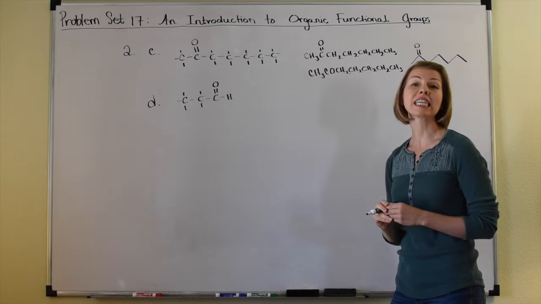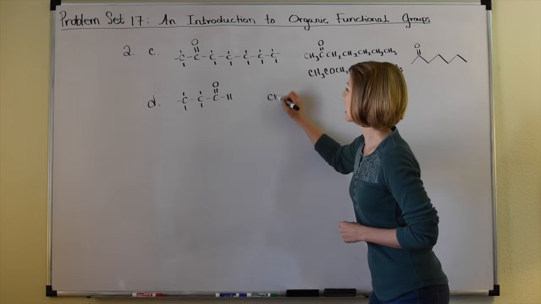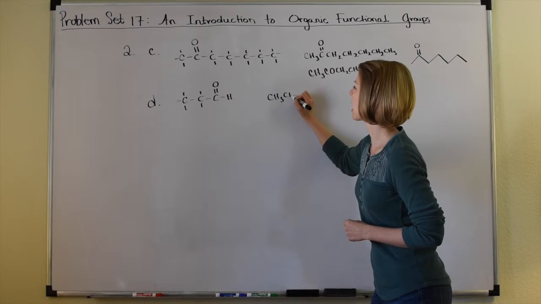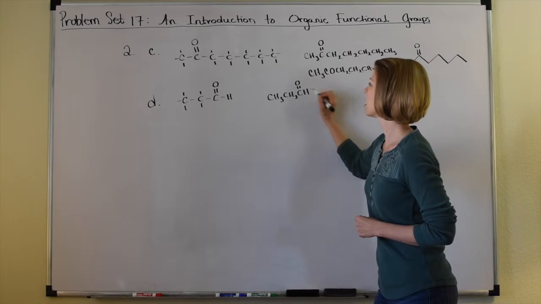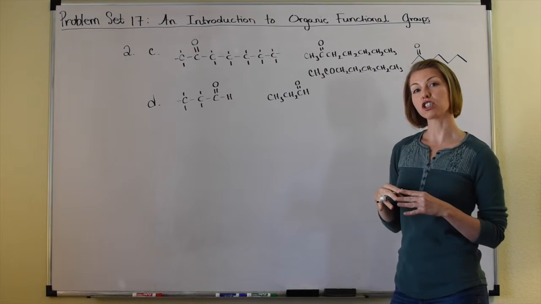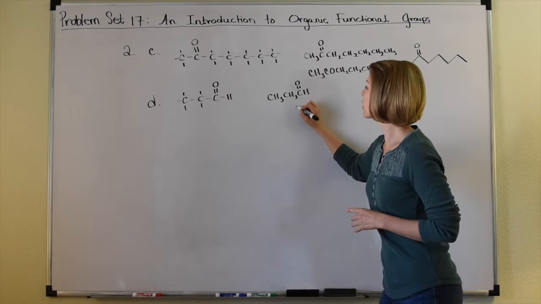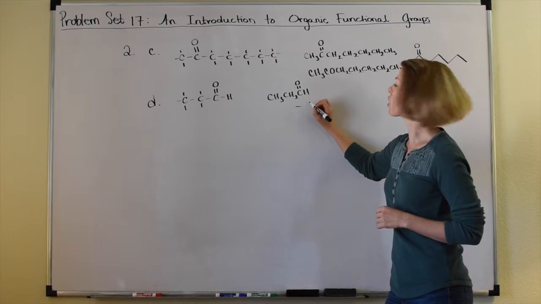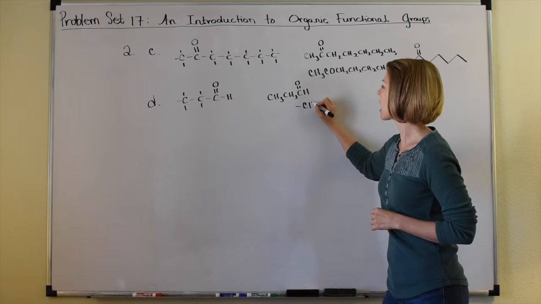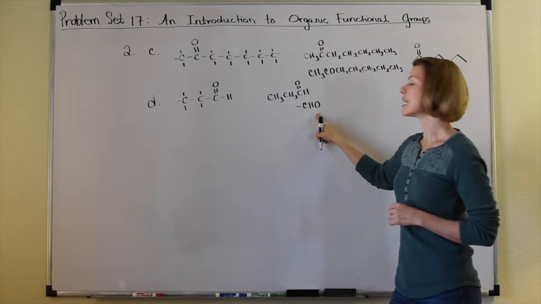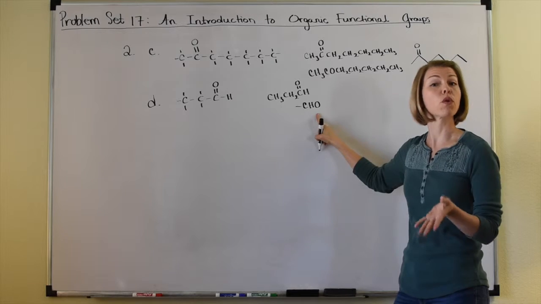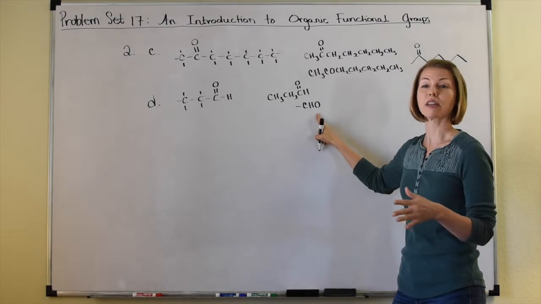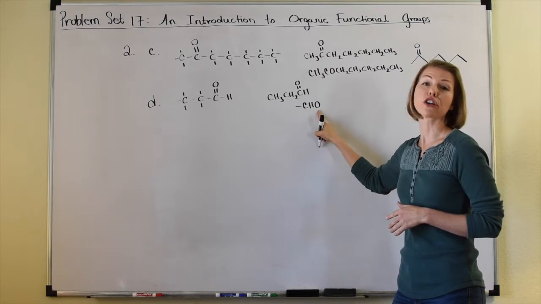All right, for a condensed, CH3, CH2, carbonyl, and hydrogen. And the aldehyde functional group is frequently written in a condensed structure as CHO. Not COH because you don't want it to be confused for an alcohol functional group. So CHO for your aldehyde.